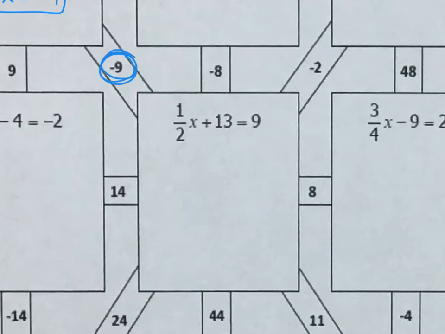Now I work this problem. Remember, I get rid of the constant. If I have a plus 13, I subtract 13. What I do to one side, I do to the other. I'm left with 1/2 x equals 9 minus 13, which is negative 4. Think about a number line going to the left 13 and then back to the right 9. That'll leave you with negative 4. Now I've got 1/2 times x.